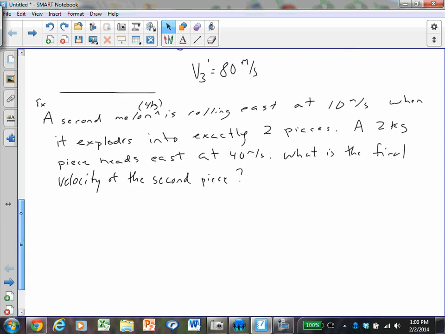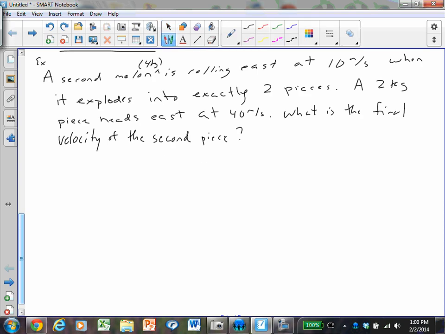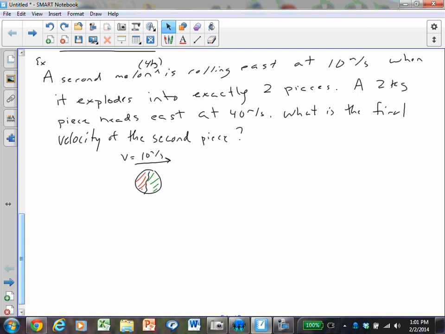Okay, so in this case, initially the melon, which will give a red side and a green side, initially it's rolling at 10 meters per second. But the green, it explodes into two pieces, and the green piece goes off at 40 meters per second towards the east. And we're wondering, what is V of the second piece?